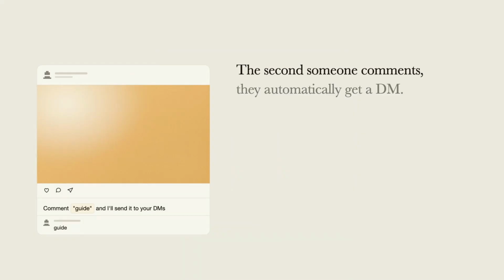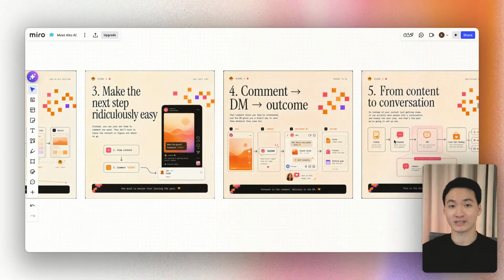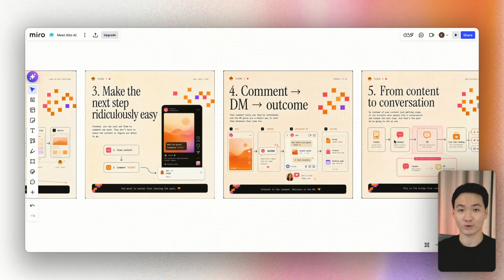You've probably seen Instagram posts saying "comment guide and I'll send it to your DMs." And the second someone comments, they automatically get a DM. I'm going to show you how to set that up step by step. We'll create the keyword trigger, choose which post it works on, and create that DM that gets sent automatically.